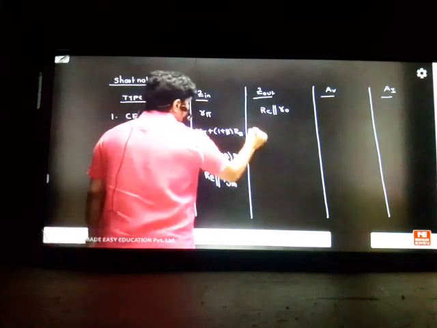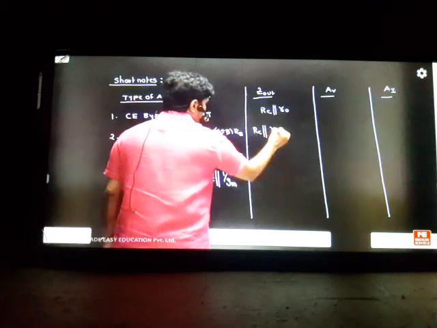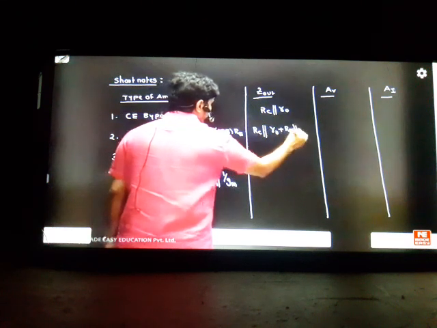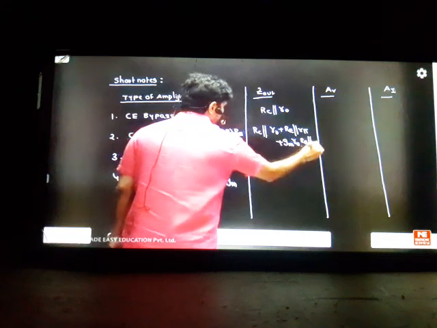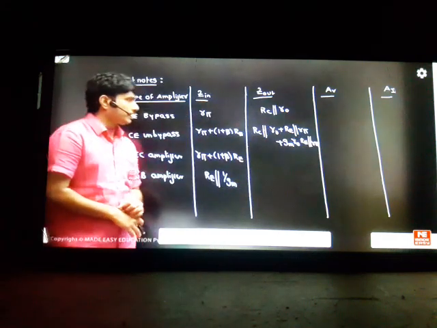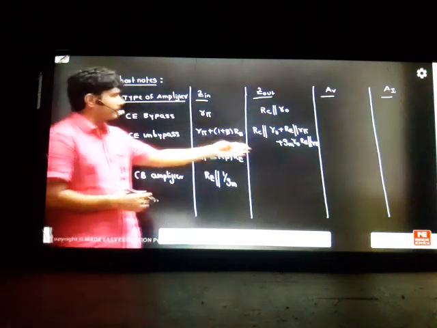If you consider RC here, you will get a very big formula because it's unbypassed. It is R naught plus, I said a trick for it: Re parallel to R pi will be there in series plus Gm into R naught into Re parallel to R pi. So this will come parallel to RC. So a very high impedance will come at the output when you take the common emitter unbypassed system. This is the difference between your concepts.